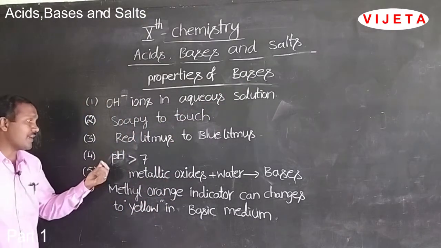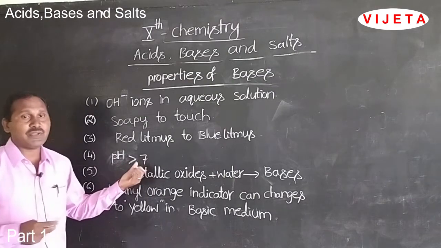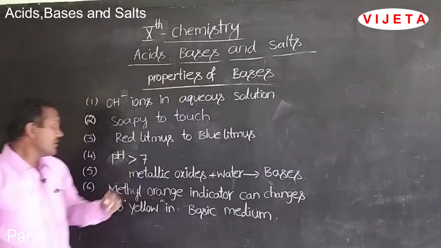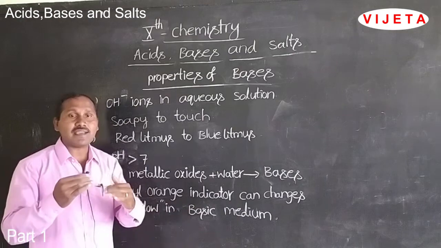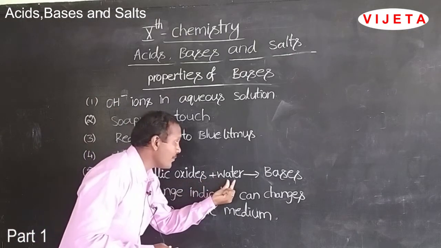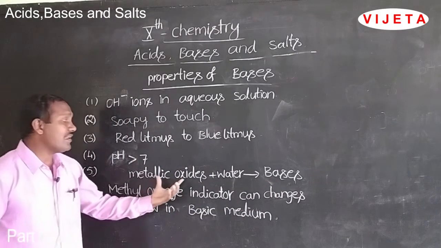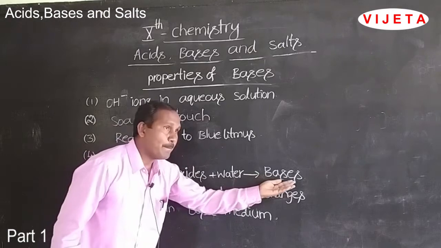Next, pH values. A pH value greater than 7 indicates a base. Next, metallic oxides. Metallic oxides react with water to form bases. So simply, metallic oxides react with water to produce bases.